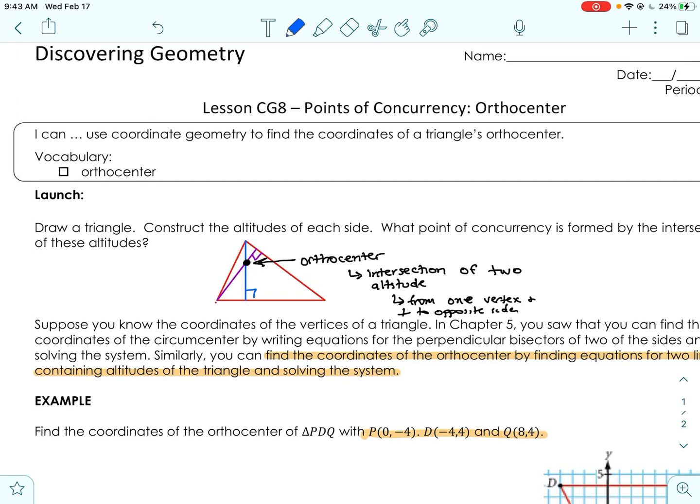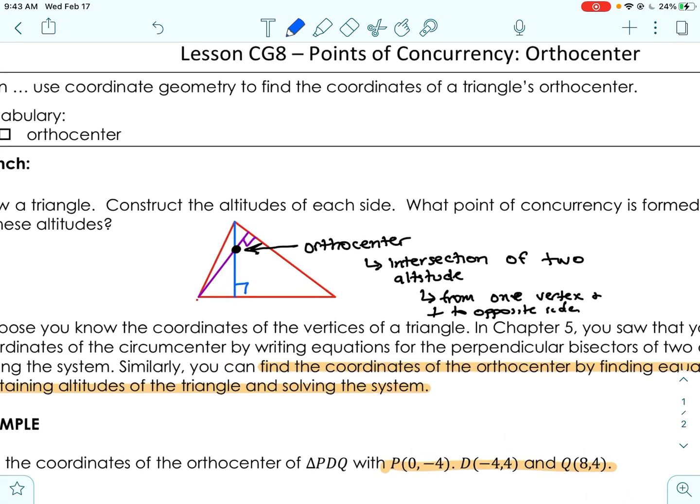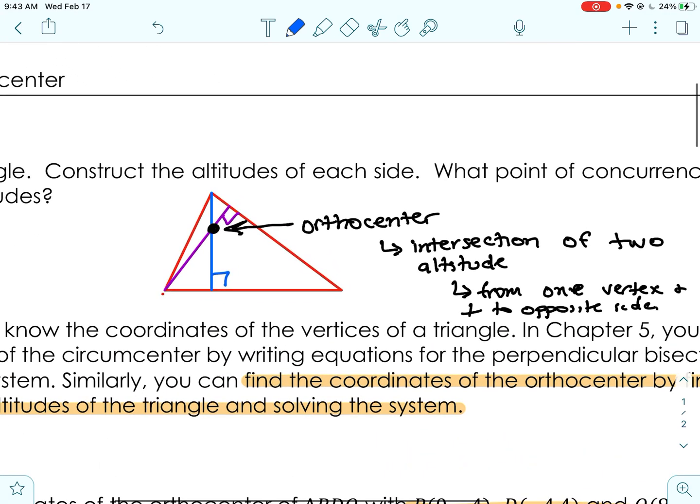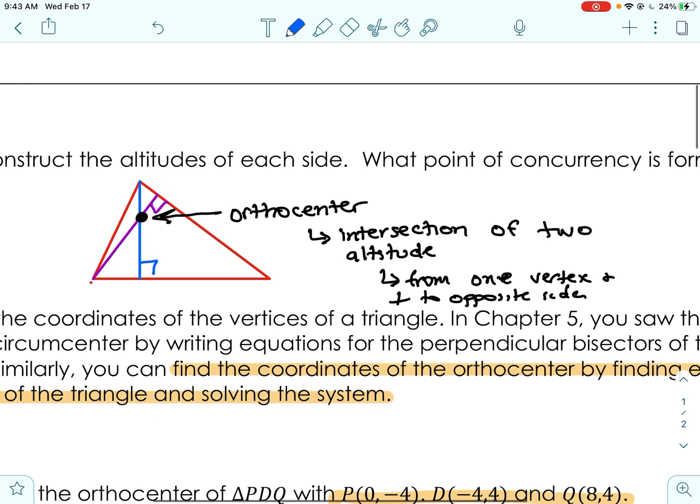So in this lesson, what we're going to take a look at is how to find the orthocenter using coordinate geometry. As a quick refresher, remember when you draw a triangle and you construct altitudes for each side, you find that these altitudes are going to intersect at a common point, and that common point is called our orthocenter. So again, our orthocenter is an intersection of altitudes.